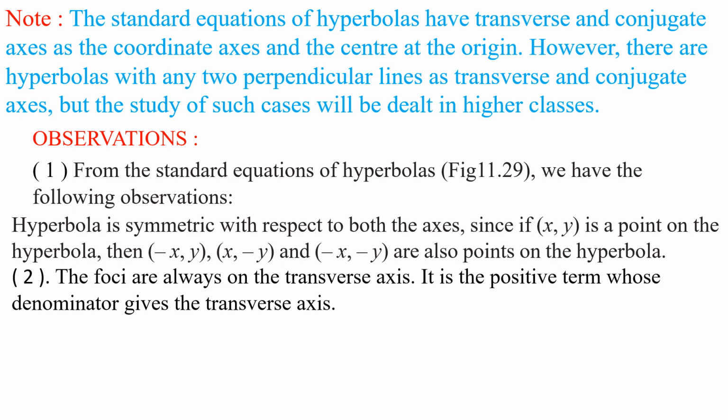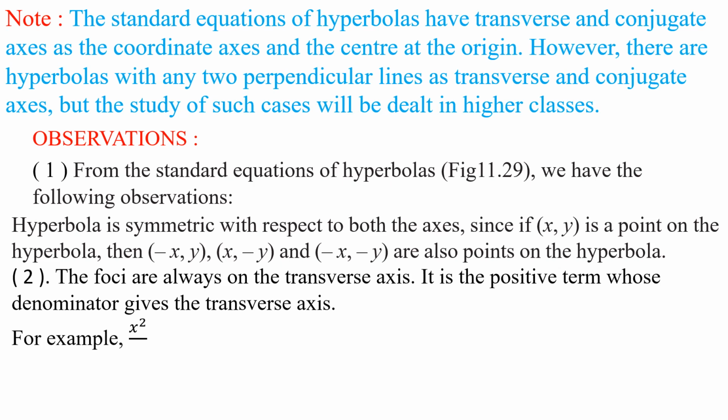In the case of y square by a square minus x square by b square is equal to 1, in the second case, what is the positive term here? y square by a square is the positive term. Yes or no, children? So here y square is there in the numerator, so the transverse axis of the hyperbola is the y-axis. Please remember this point, my children. Understood this point, my children? Right. Let us take an example to understand this point well.